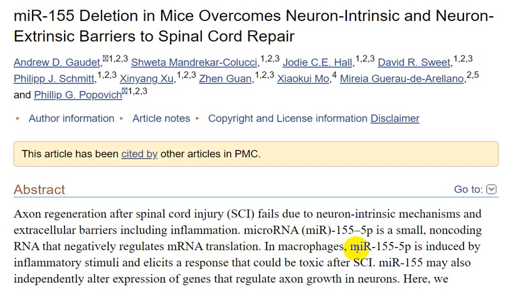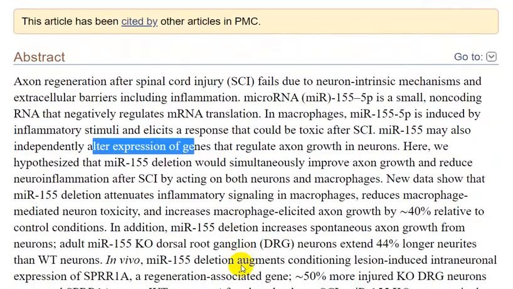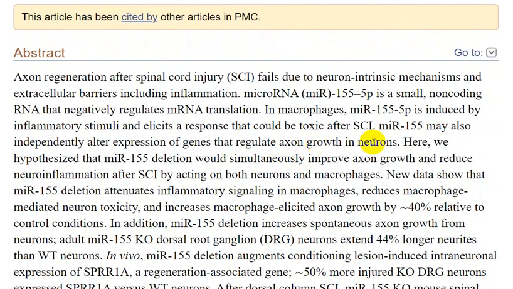In macrophages, miR-155 is induced by inflammatory stimuli and elicits a response that could be detrimental after SCI. And miR-155 might also independently regulate expression of genes that regulate axon growth in neurons.